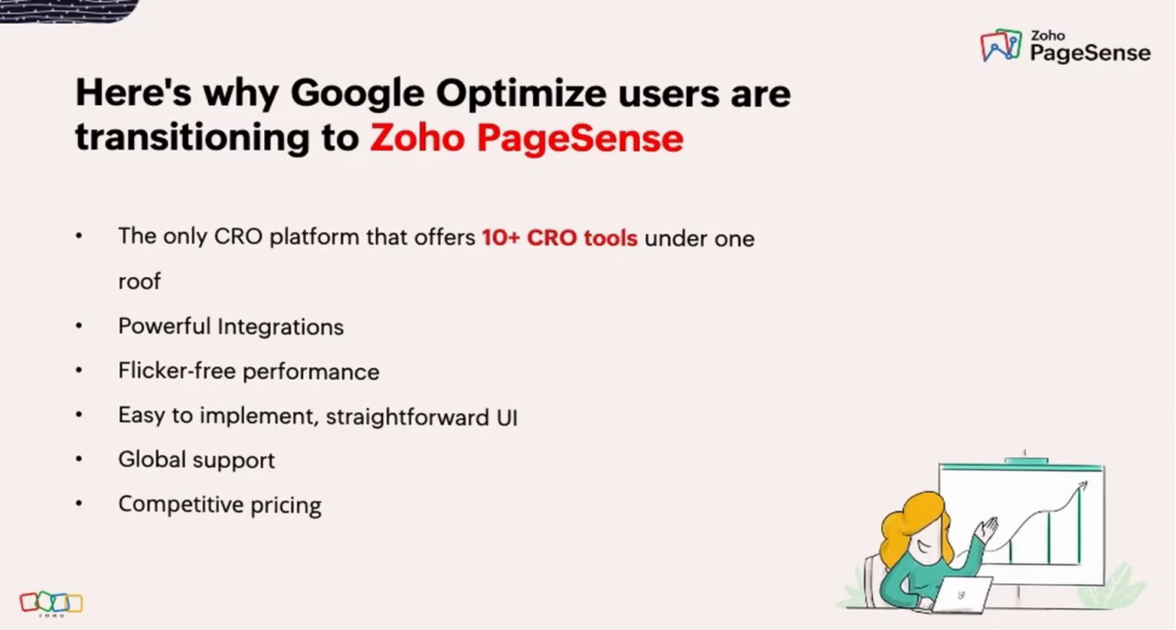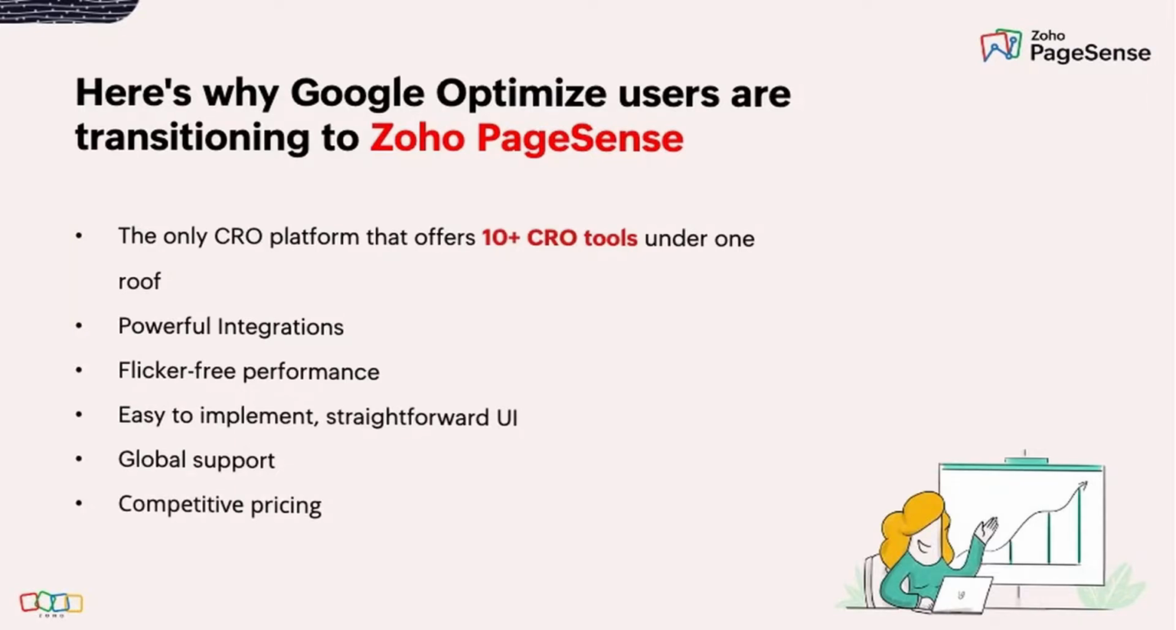Number four, PageSense is super easy to use, even for businesses that do not have a lot of experience in CRO. So this platform comes with a user-friendly interface and has an inbuilt drag and drop build editor, which makes it easier for you to create variations for A/B tests and personalization experiments. And it's also competitively priced when compared to other CRO platforms existing in the market.